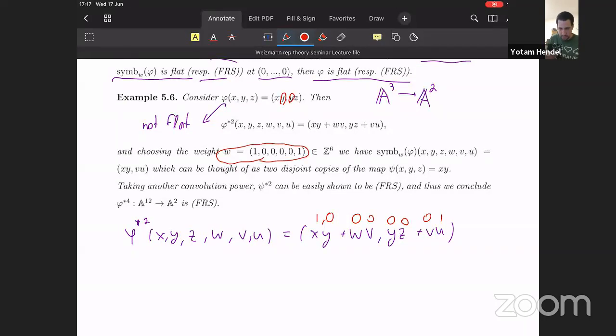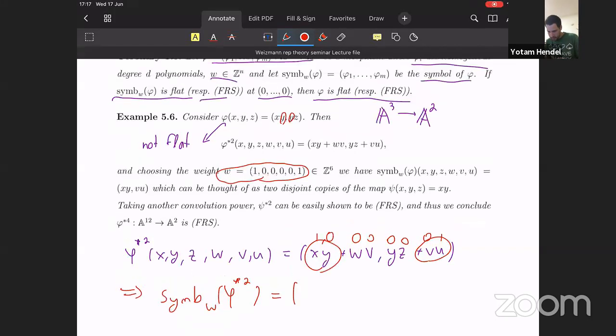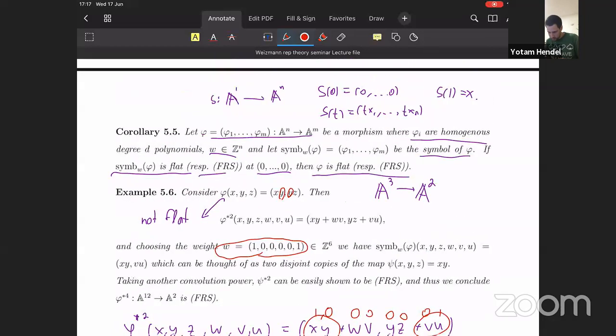So this is the vector I need. And now if I consider the symbol of my map with respect to this weight, I get something which is much simpler. I only keep the monomials with the least weight. So I define it as the least.